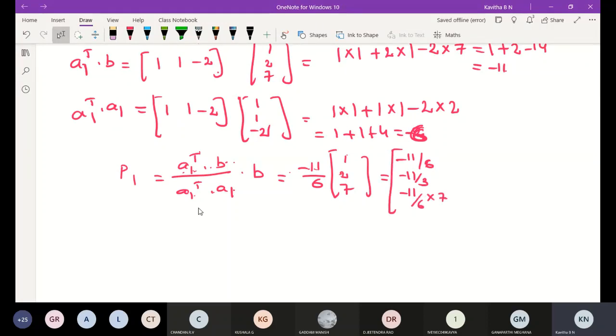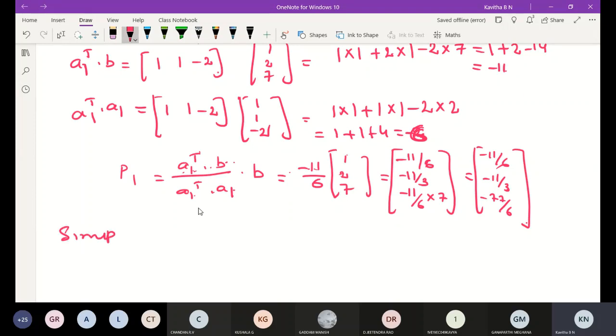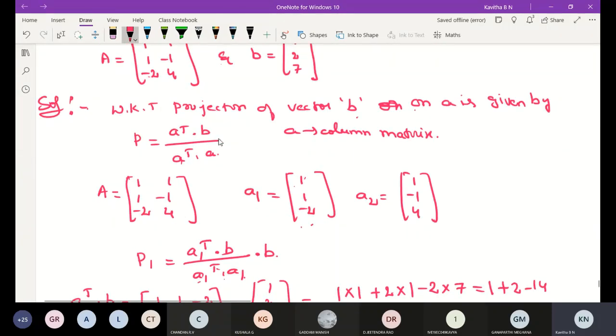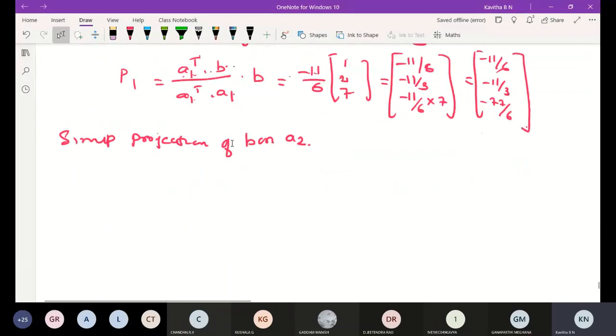Okay. Then what we are getting here? Minus 11 by 6, minus 11 by 3, then minus 77 by 6. Okay. Then similarly we need to find the projection of B on A2. First we found the projection of B on A1, which is given by the formula. Write the formula and find out. You get this answer.